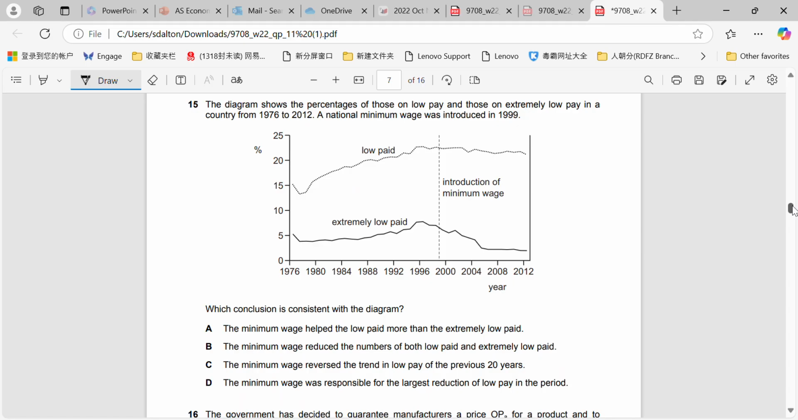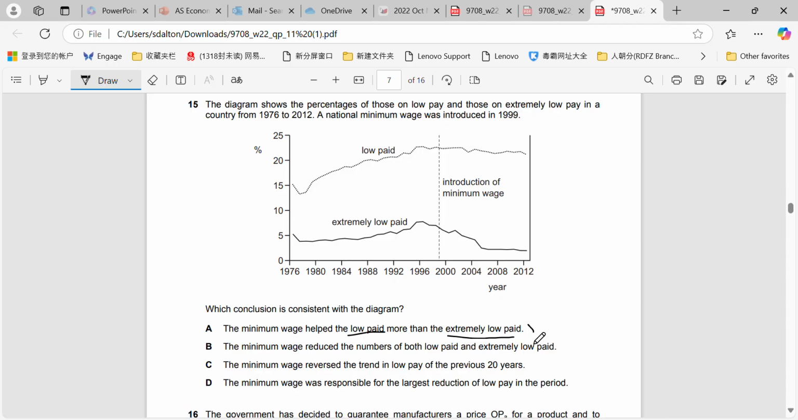Okay, 15. Diagram shows the percentages of those on low pay and those on extremely low pay in a country from 1976 to 2012. National minimum wage was introduced in 1999. Which conclusion is consistent with the diagram? Minimum wage helped the low paid more than the extremely low paid.